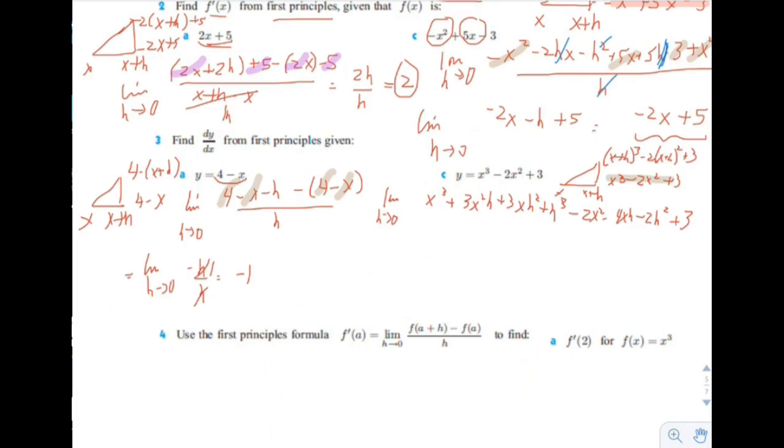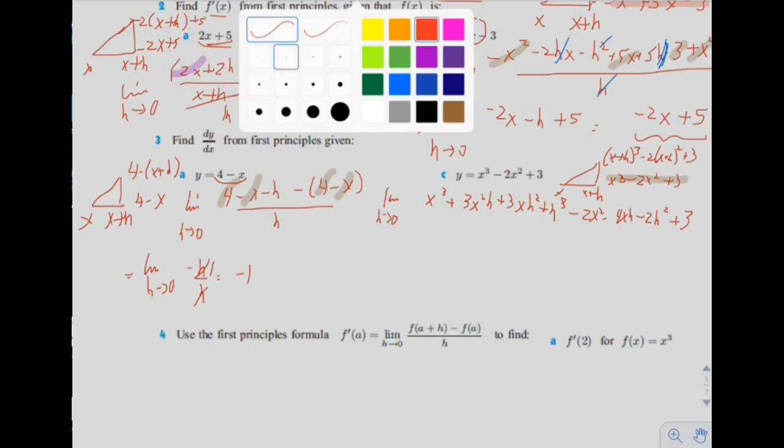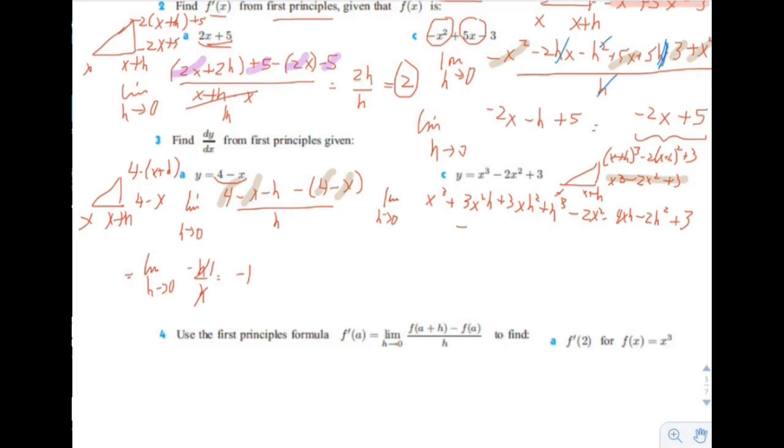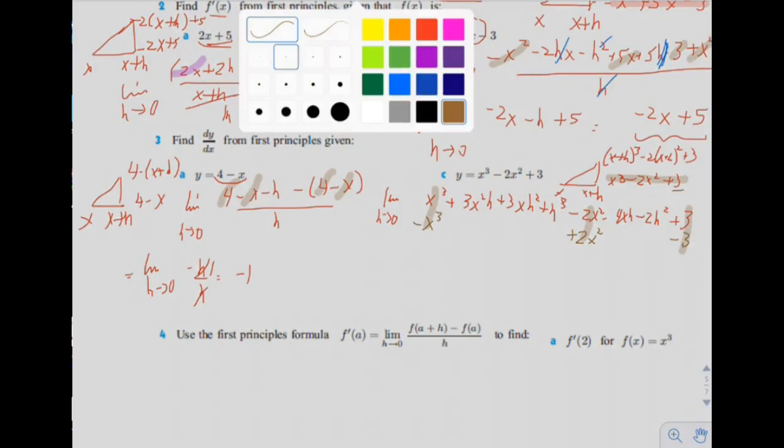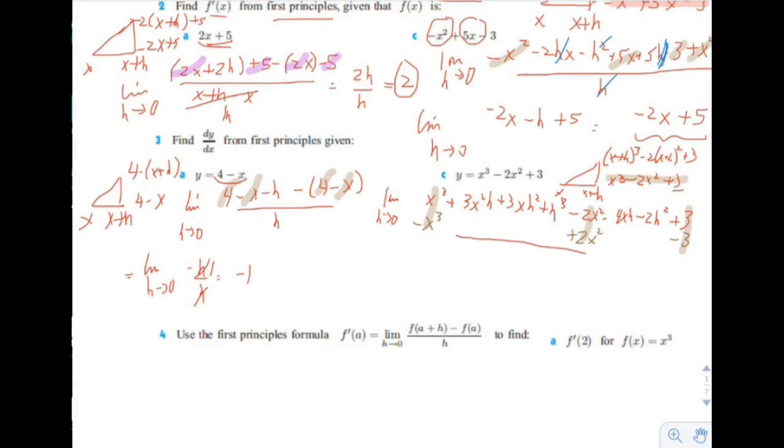So I'm going to write that one in brown. So I'm going to have minus x cubed. Oh, I'm going to write it exactly where it corresponds to. I'm going to put minus x cubed, then I'm going to put minus a minus 2x squared, which is plus 2x squared. And then the last one is plus 3, so I'm going to put minus 3. So these are the three that I eliminate. And then in the denominator, of course, I have x plus h minus x, which is just h, right?